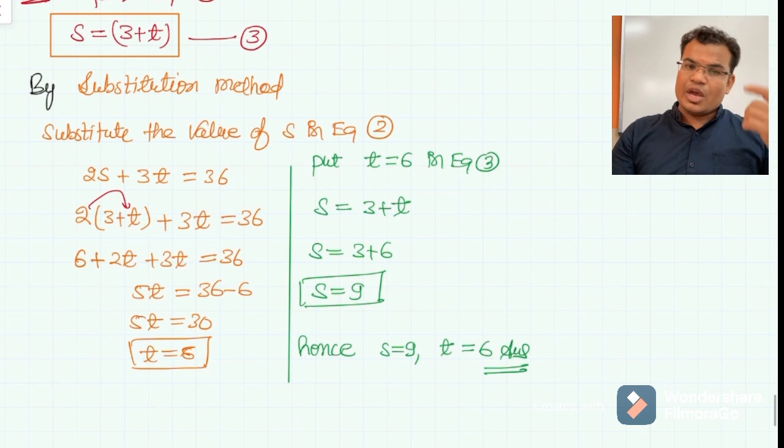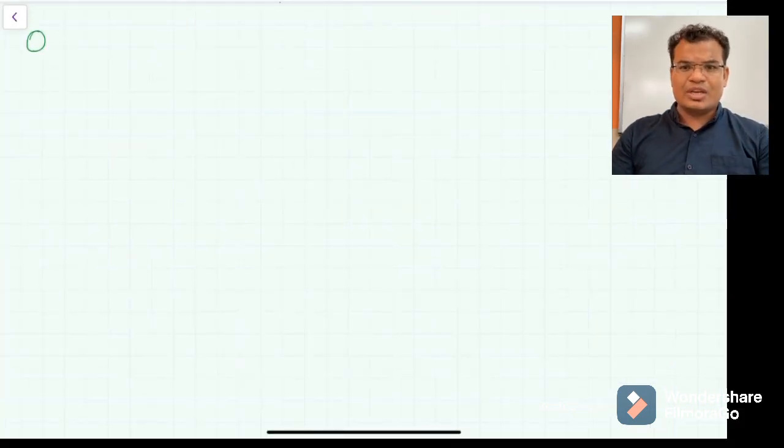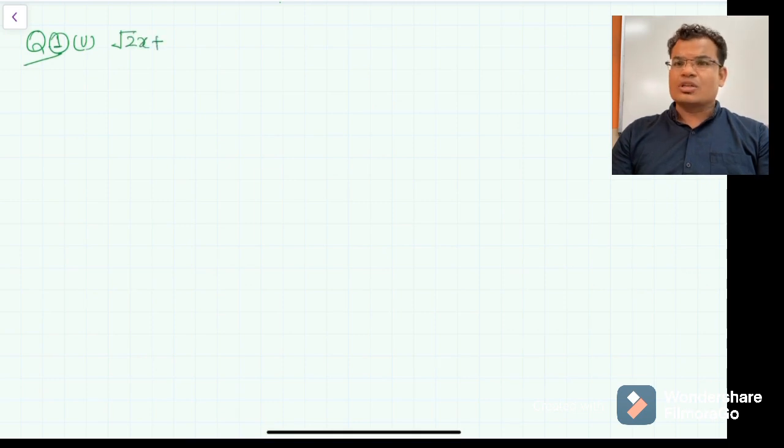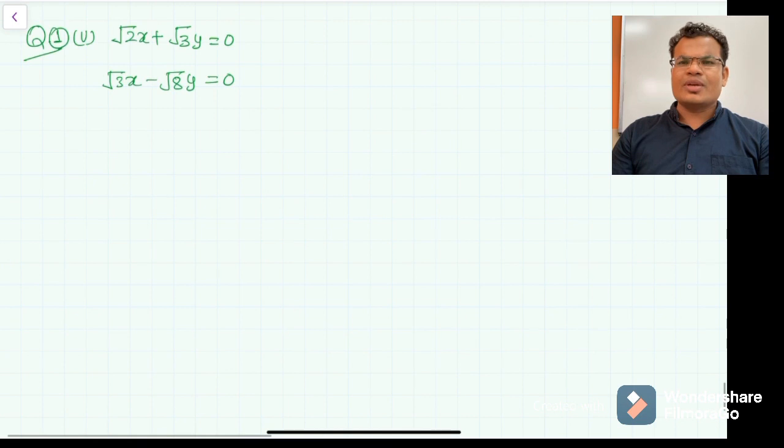Now guys, we have one more example here, or one more part. There are 4 parts basically. We'll have one more part and we'll solve it here. The question number 1, the 5th part is very important because sometimes students say that this is in under root. So how to solve this? Okay, so what is the equation? Under root 2x plus under root 3y equals to 0. Under root 3x minus under root 8y is equal to 0. These two equations are given.